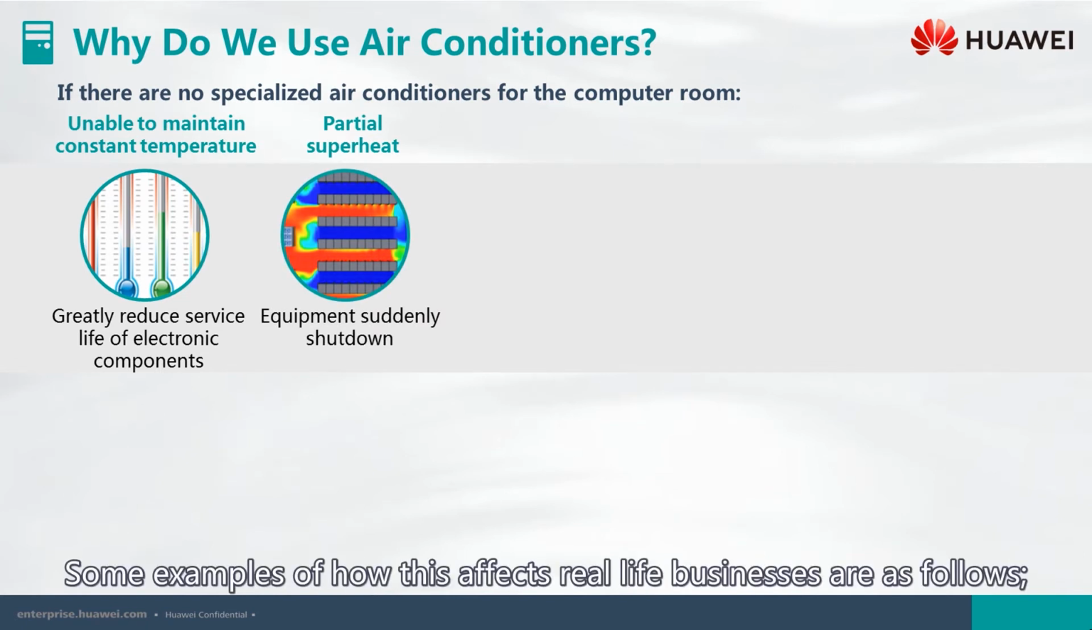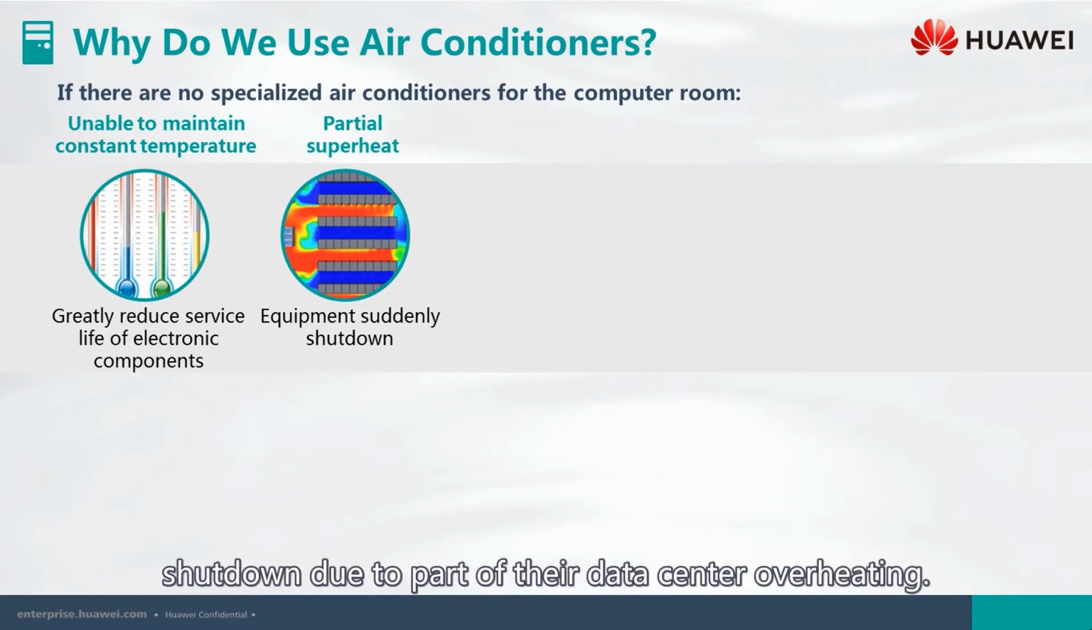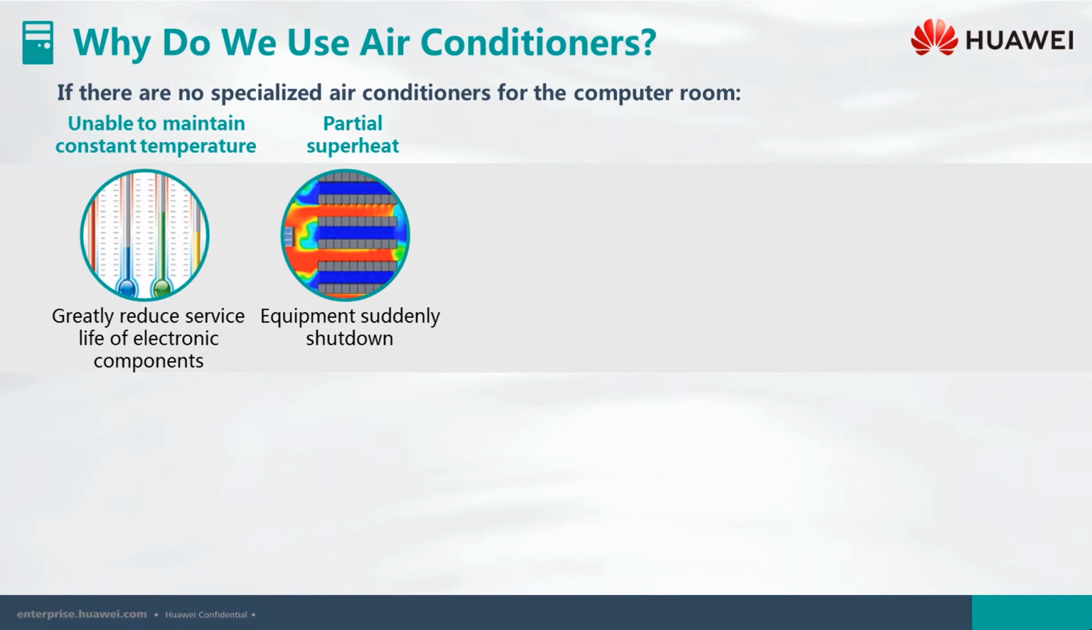Some examples of how this affects real-life businesses are as follows. On November 11, 2012, Taobao.com shut down briefly due to overheating. And in the Spring Festival period in 2013, the online ticketing website 12306.cn shut down due to part of their data center overheating.